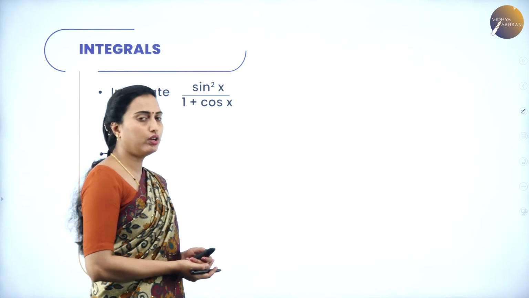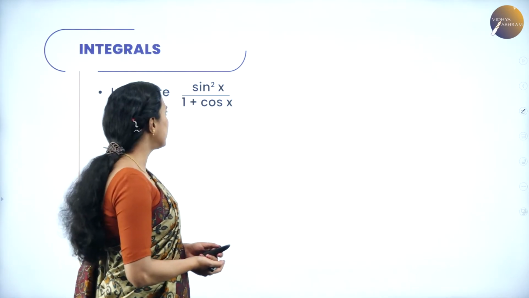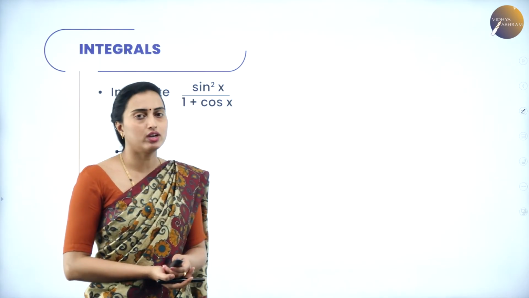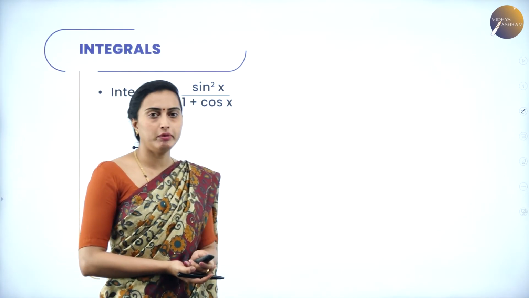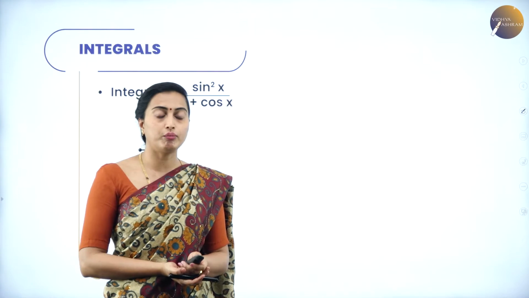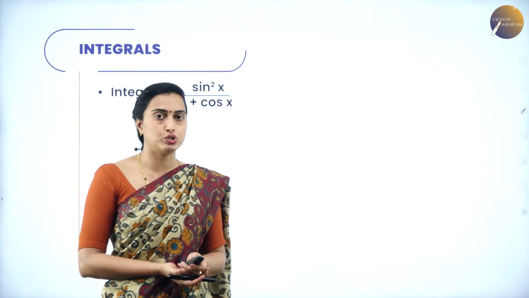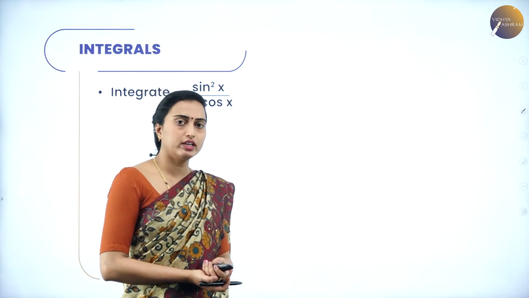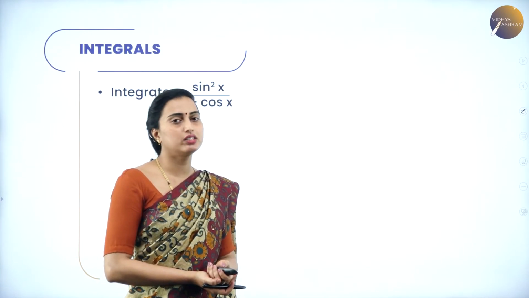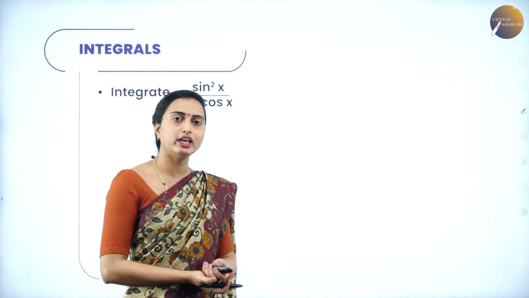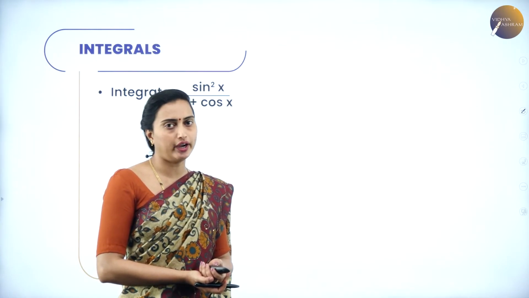Now dear students, what they have asked in the next problem: sin squared x divided by 1 plus cos x. So here, if you write the denominator 1 plus cos x in the form of 2 cos squared x by 2, how are we going to write sin squared x in terms of? We know that sin squared x plus cos squared x is equals to 1. Therefore, sin squared x can be written as 1 minus cos squared x.